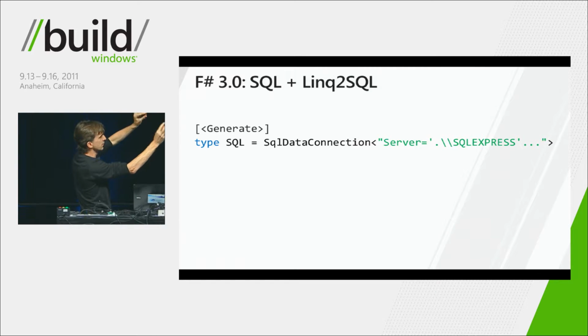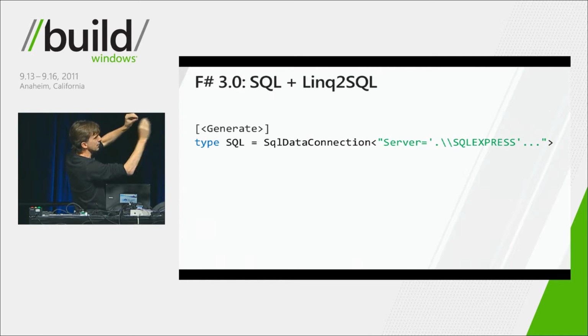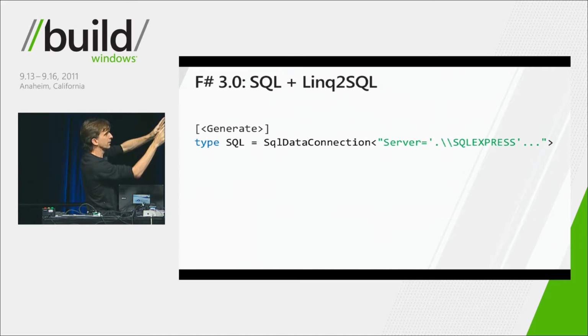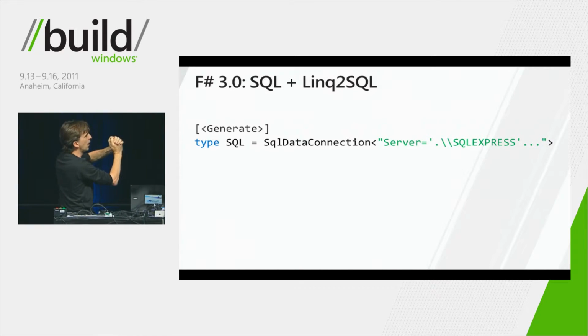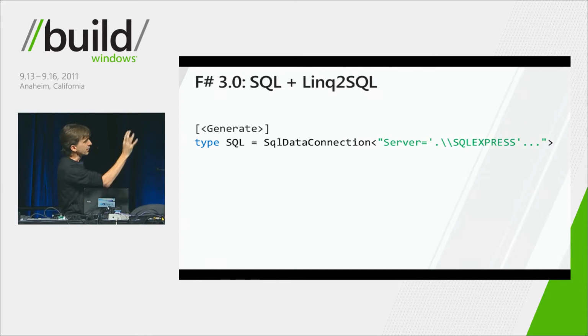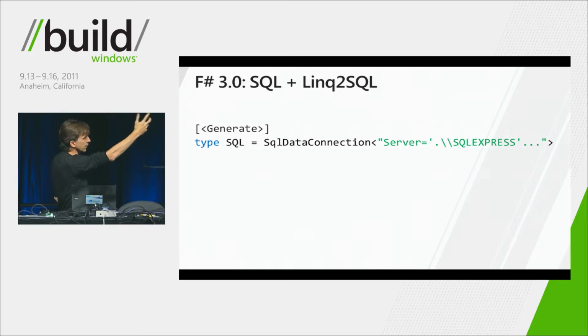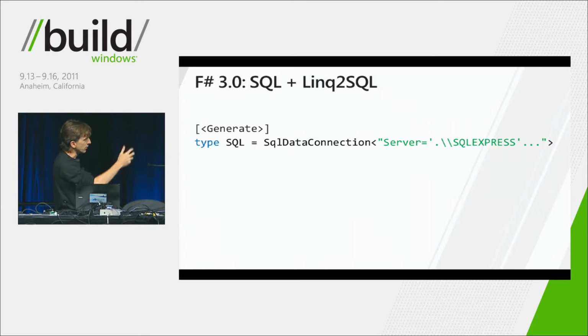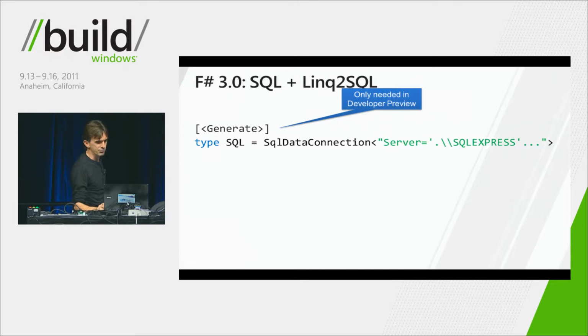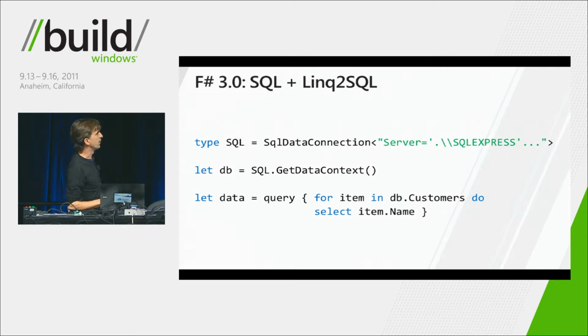And one of the things here is these type providers can take static arguments, giving things like connection strings or a configuration file where the connection string is stored, which is the equivalent of the data that you would put into add service reference in Visual Studio. So SQL data connection uses link to SQL, presents the object relational mapping using link to SQL ultimately. This generate tag is only needed in the developer preview. That will go in future releases, so I'm just going to drop it from now on.